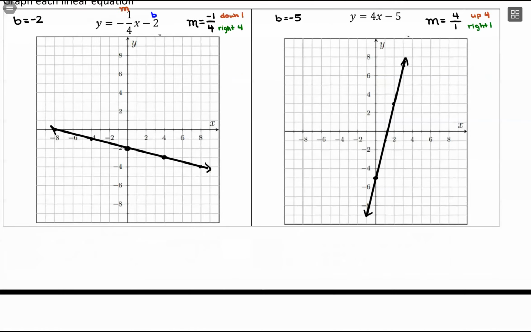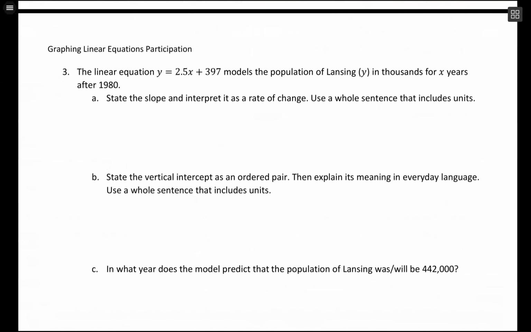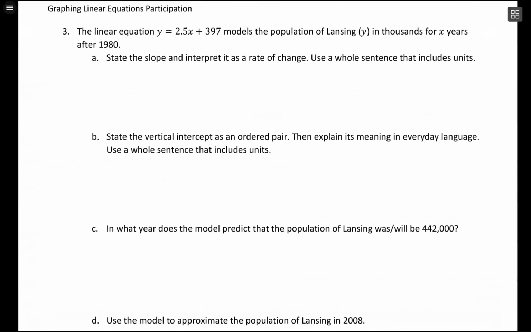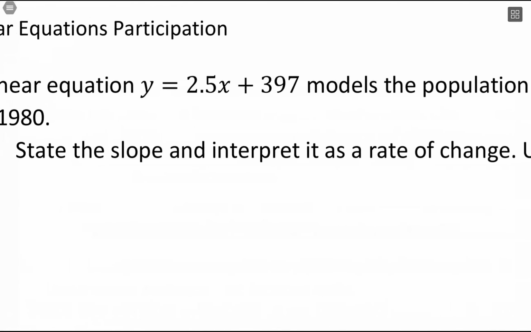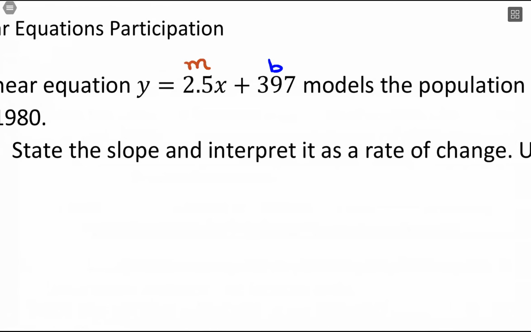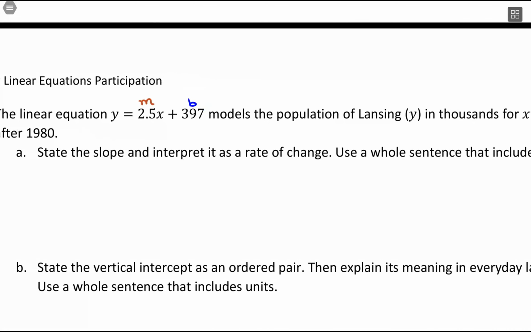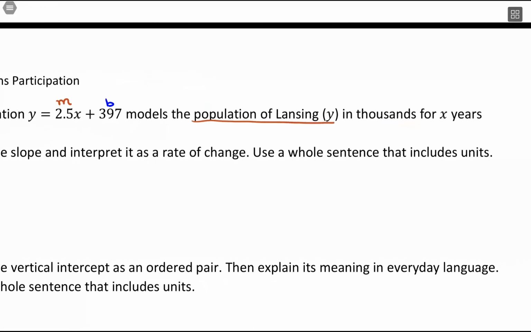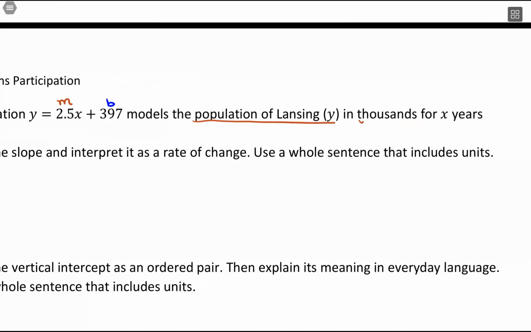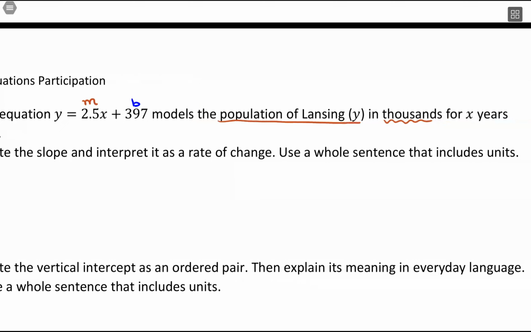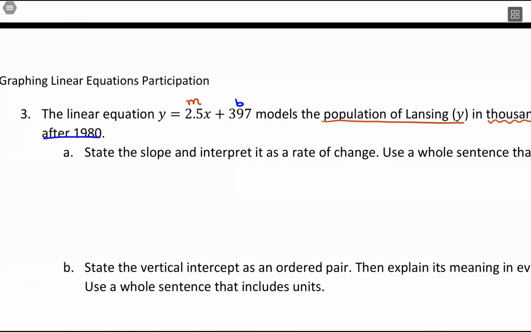Okay, let's go to a word problem. So here we're given a linear equation, this 2.5x plus 397. So something we can note is that the 2.5 is our slope, and our y-intercept is that 397. This is mapping the population of Lansing, so that population is y, and it's in thousands, so that'll be good to know for our units. And then x is for years after 1980. So for x, it's in years post 1980.